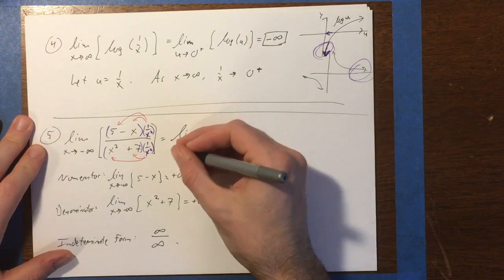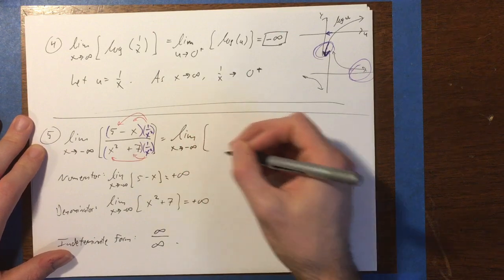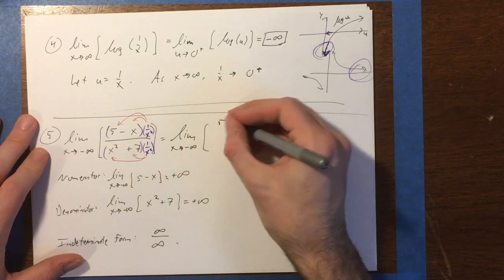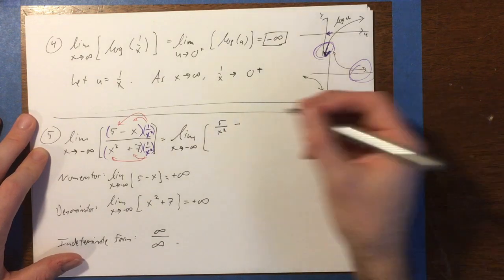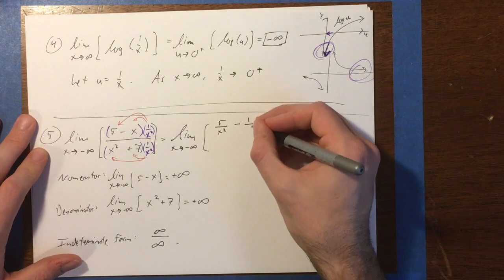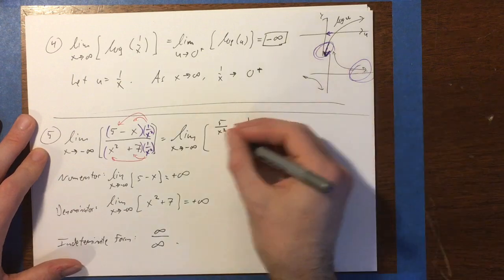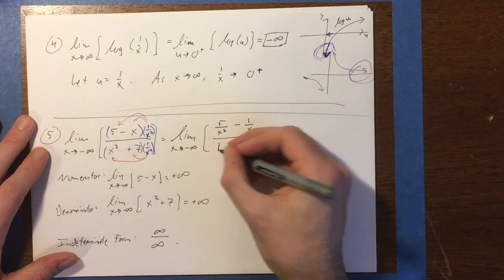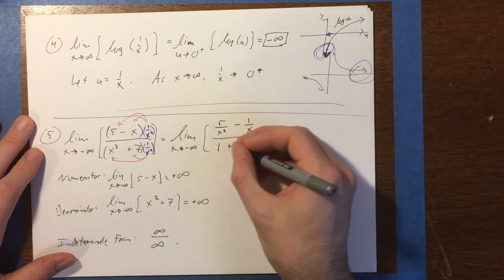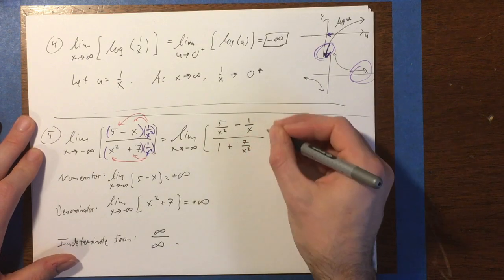This is still the limit as x approaches negative infinity, but now our function can be rewritten as 5 over x squared minus x over x squared, and x over x squared will reduce to 1 over x. And then in the denominator, we'll have x squared over x squared, which reduces to 1, and then plus 7 over x squared.